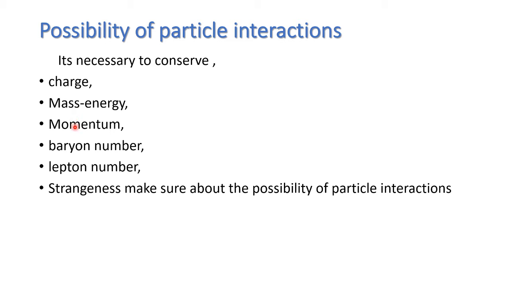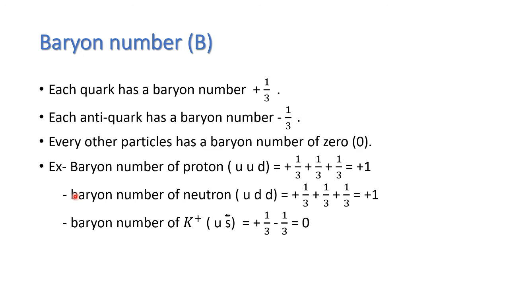Then momentum should be conserved. Then there's another quantity called baryon number. We will look into what baryon number is. Lepton number should be conserved, and strangeness must be conserved. All these must be conserved for a particle interaction to be possible. So first we'll take the baryon number.